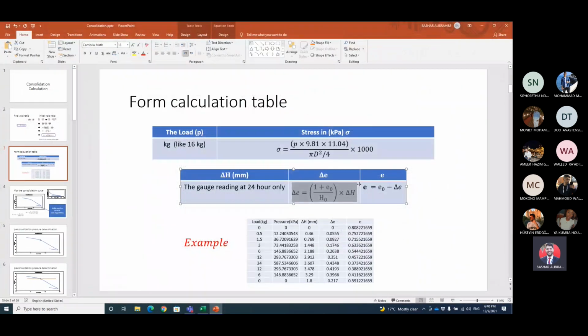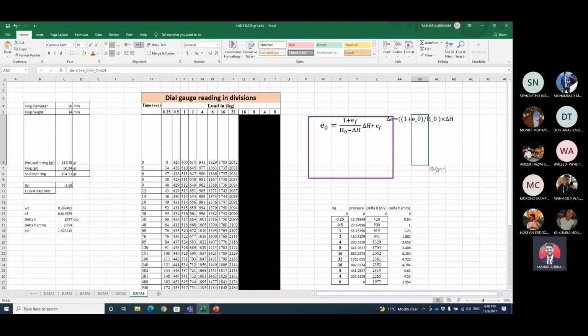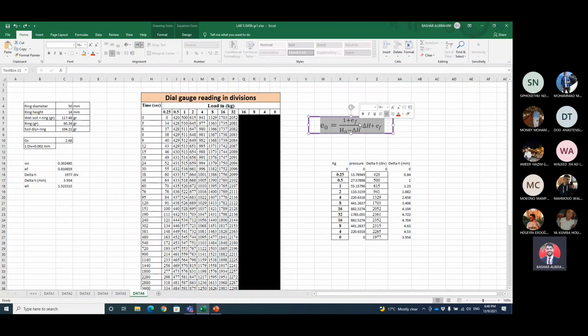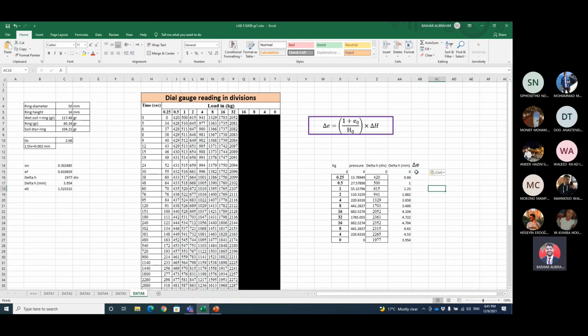Okay, so now I think I lost the equation. I will copy it and paste it here, okay. So, as we can see, change in e, delta e. I don't know if I can copy this here, so we have the same symbols, okay. So, as you can see, we need the initial void ratio, which is over there. We already found it here, right? So it will be 1 plus e0.